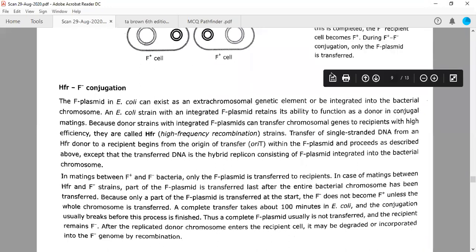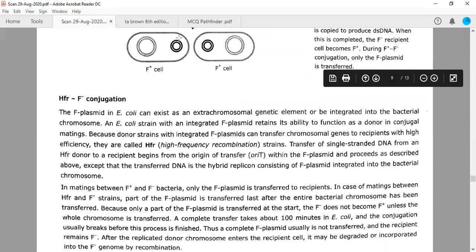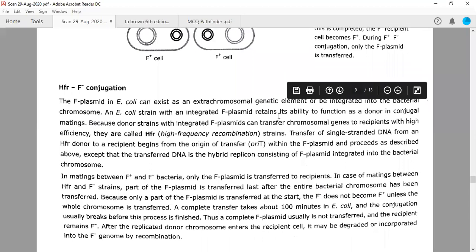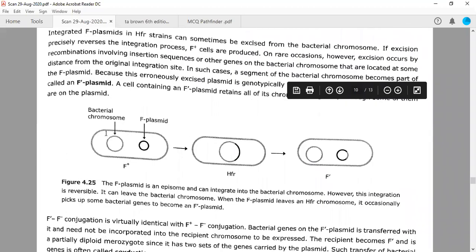So the second type, let us make it a little complex. Now I already told you what is HFR. HFR is, suppose this F plasmid is being integrated into the bacterial chromosome. Now this will become high frequency recombinants, right? So the bacteria is high frequency recombinants. As we will see in the next diagram, this is the bacterial chromosome. This is not single stranded. This is already double stranded. Only they have shown this.